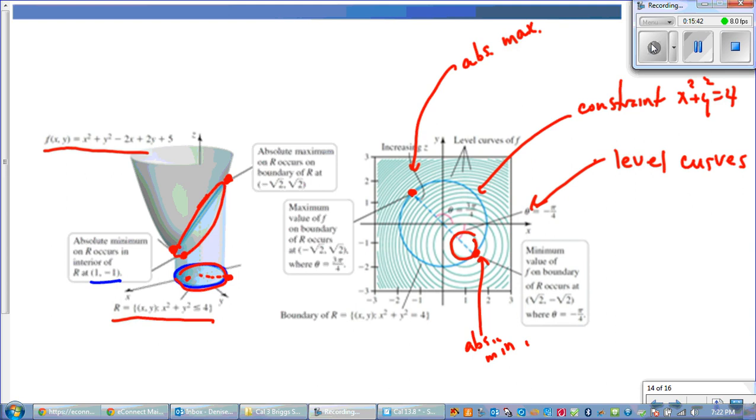Now again, in this problem, we actually had a closed domain. We were looking at a constraint in a boundary condition. So we could look inside to get our local maximums and minimums, and then we looked at the points on the boundary to determine which ones gave us the absolute maximum and minimum values of the function.